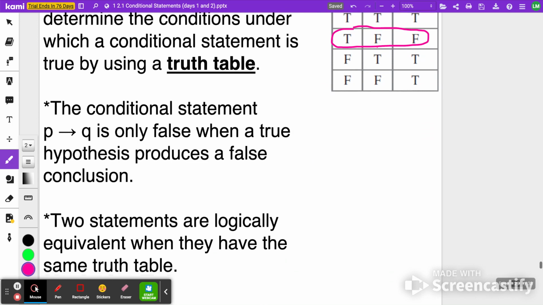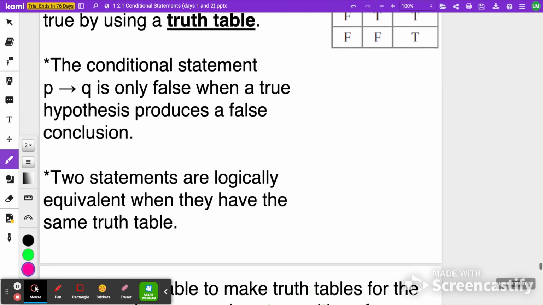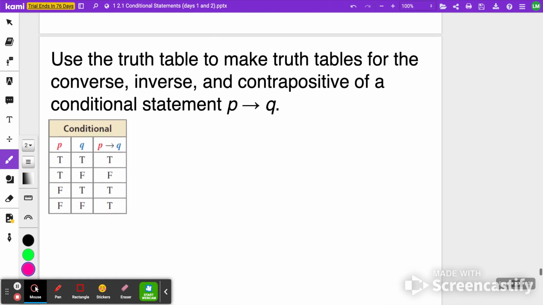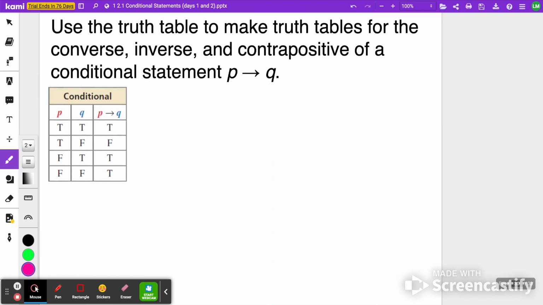Two statements are logically equivalent when they have the same truth table. So that just means we want to be able to prove that using a truth table. Use the truth table to make additional truth tables for the converse, inverse, and contrapositive of a conditional statement of P to Q. So this is where we're going to have a little bit of time of drawing.